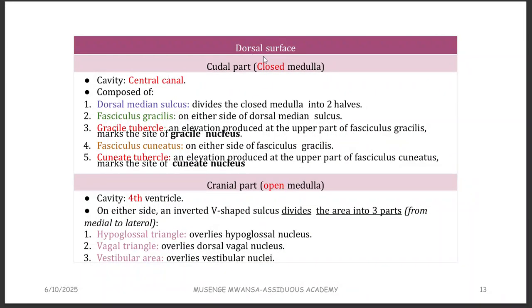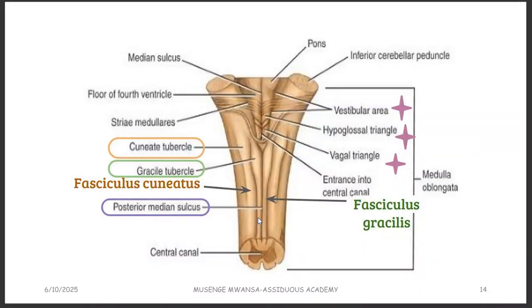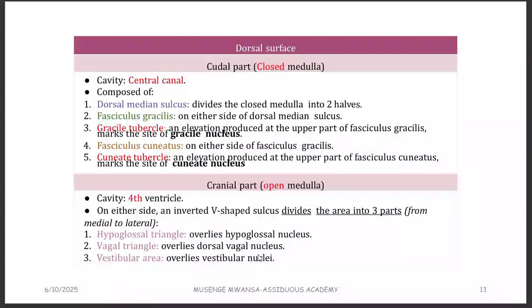And then the caudal part is composed of the dorsal median sulcus. Why are we calling it dorsal? Because this median sulcus is actually at the back. Remember, in front we also had the ventral median sulcus. Now, the dorsal median sulcus divides the closed medulla into two halves, and this is the one that you can see, dorsal median sulcus, also known as the posterior median sulcus, because posterior and dorsal is the same thing.